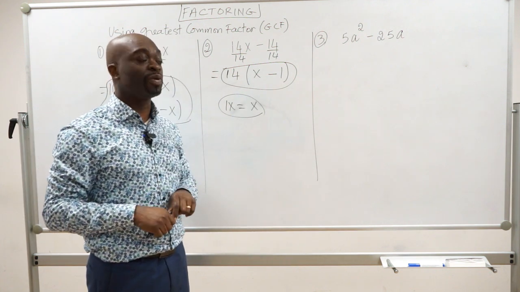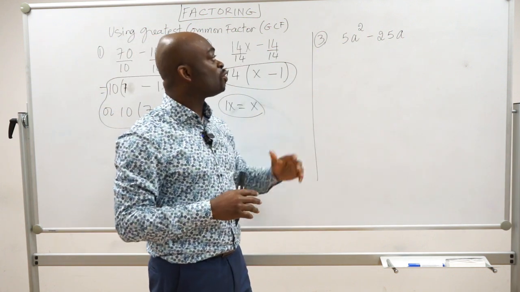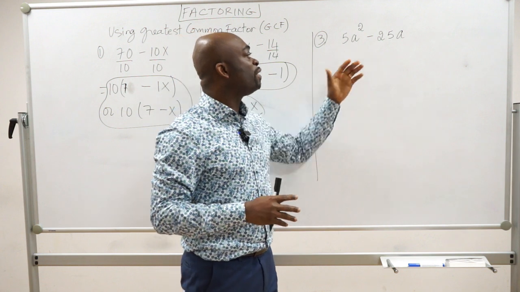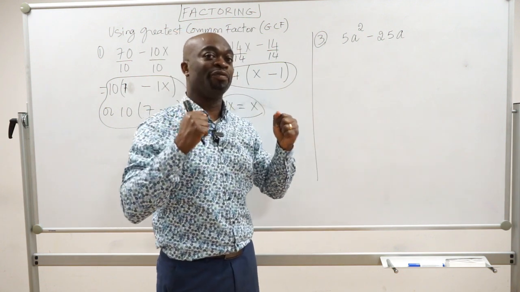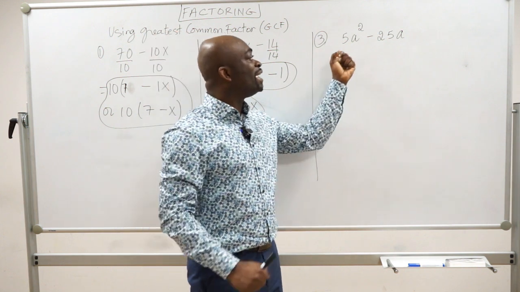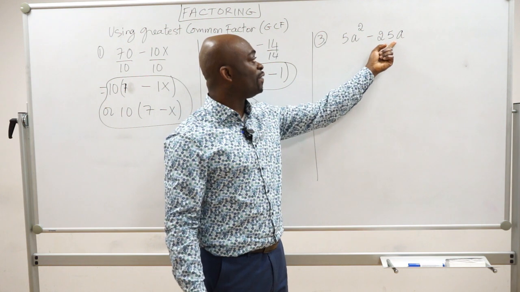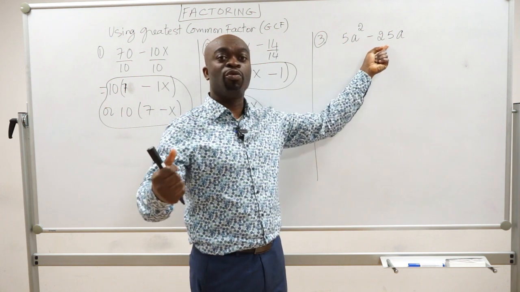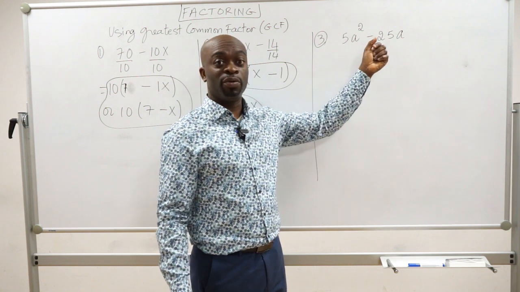So now we go to question number 3. We have 5a squared minus 25a. Again, here we're trying to find the greatest common factor. And then again, we say greatest common factor. That means whichever is highest. So we look at 5a squared, and then we look at 25a. So we go with the numbers first, and then we go with the variables after.